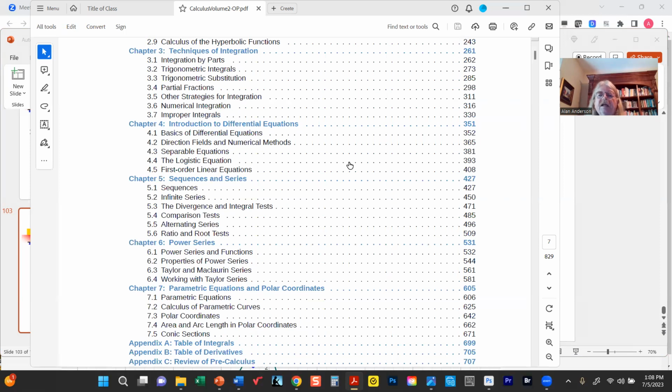So anyway, next time what I would like to do is maybe run through a few practice problems with this partial integration stuff, partial fraction, I mean, and then we'll dive into chapter 5. Okay, so I'll see you then.